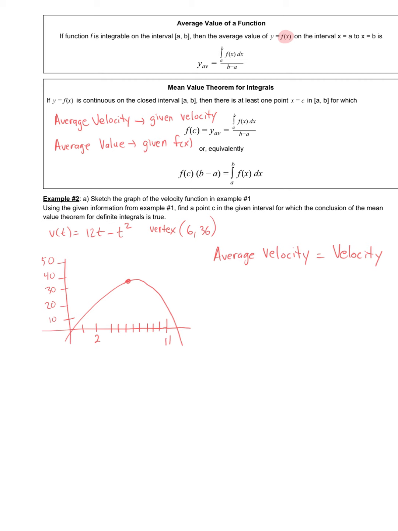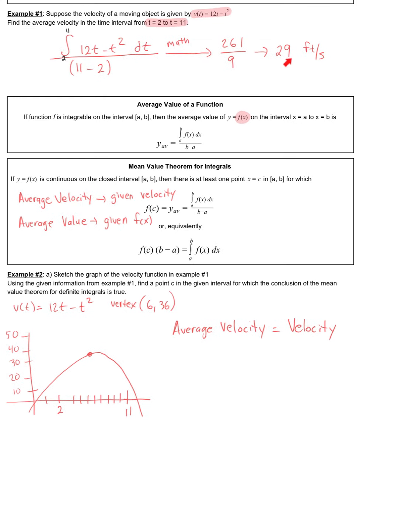Again, for the mean value theorem for integrals, we take the average velocity and set it equal to the velocity. The average velocity we found is right up here. For this velocity function, for this interval, this is our average velocity, so we plug that in right here. And for the velocity function, we just plug in our function. This is the velocity function, and our velocity function was 12t minus t squared. So that's it. Mean value theorem for integrals.